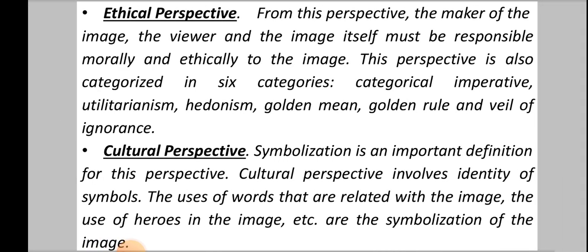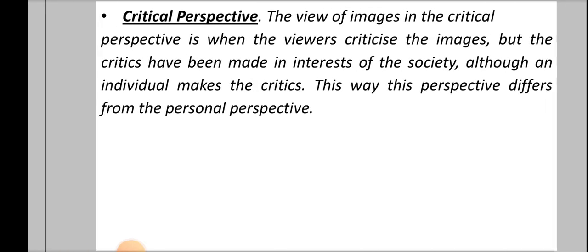Next is ethical perspective. From this perspective, the maker of the image, the viewer, and the image itself must be responsible morally and ethically to the image. This perspective is also categorized in six categories: categorical imperative, utilitarianism, hedonism, golden mean, golden rule, and veil of ignorance. Next is cultural perspective. Symbolization is an important definition for the perspective. Cultural perspective involves identity of symbols, use of words that are related with the image, or use of heroes in the image, etc., or the symbolization of the image.